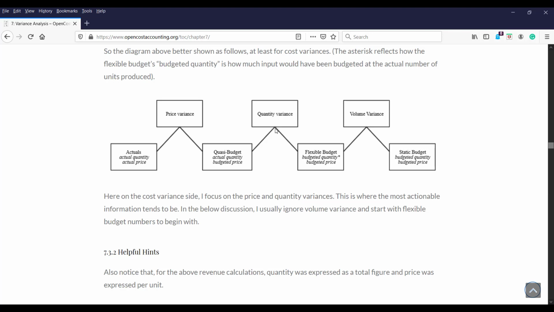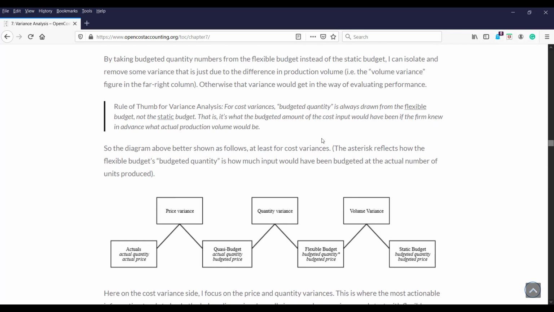We didn't have that issue with revenue. To get a unit of sales, you sell a unit of goods. It's 1-to-1. But with cost variances, we're going to need to discern the two. And so I have a table right here.